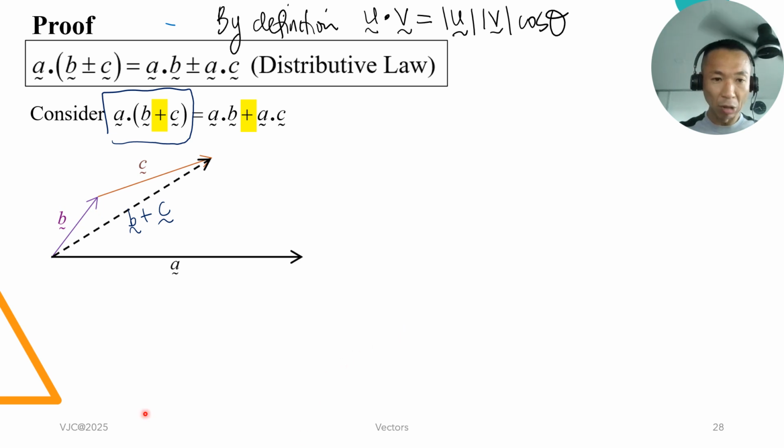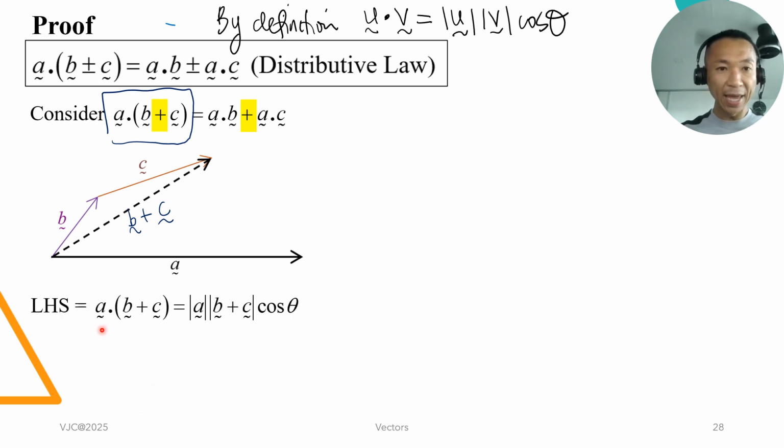So which means if I take A dot B plus C as a vector, let A be U, B plus C be V, then by definition we don't question, this must be it. It's as simple as that. But what is mod B plus C cosine theta? And what is theta here? Theta is the angle between B plus C and A, right?